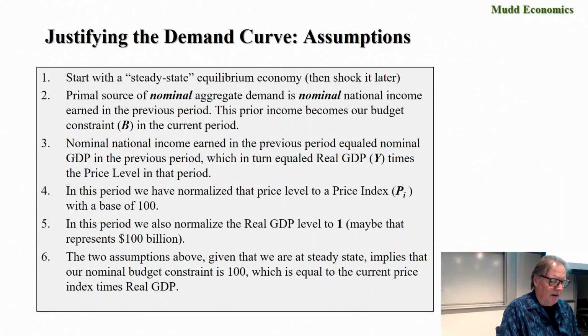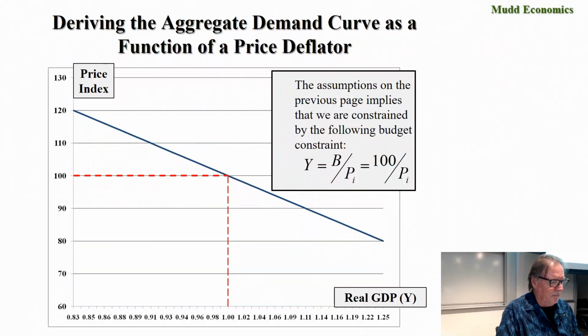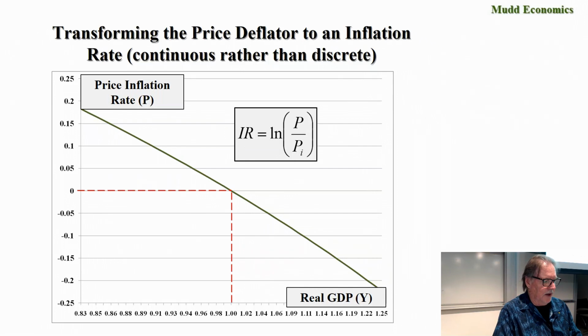Now, we're saying, therefore, if you want to derive the aggregate demand curve as a function of the price deflator, the price index, then you can say the assumption on the previous page implies that we are constrained at a national level by the following budget constraint. Our national income is equal to the budget we have divided by the general price level. And so that mapping, therefore, becomes a downward sloping mapping for that reason, because the price level's in the denominator.